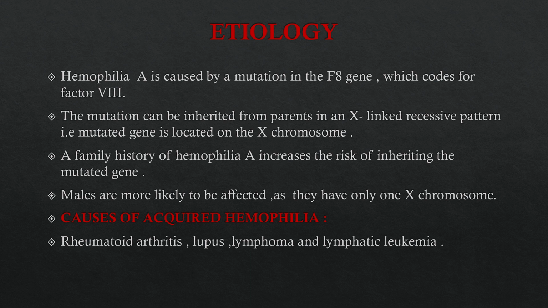Lymphoma. Lymphoma is a type of cancer that affects the immune system, especially the lymphatic system. It occurs when the lymphocytes, a type of white blood cells, grow and multiply uncontrollably. Lymphatic leukemia, also known as lymphocytic leukemia, is a type of cancer that affects the blood and bone marrow. It occurs when lymphocytes become cancerous and accumulate in the blood and bone marrow.